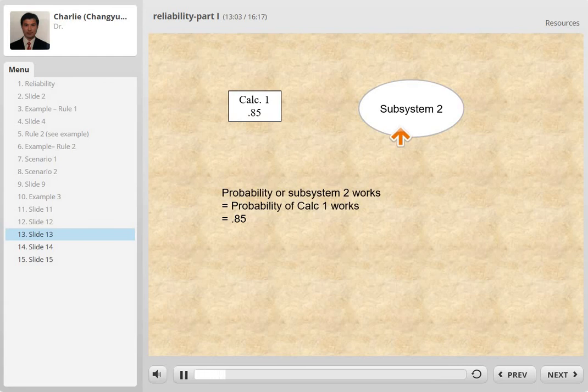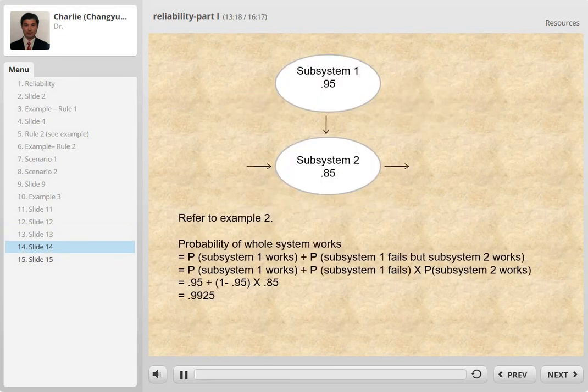Subsystem 2 is simple. It is basically Calc 1. So the probability of subsystem 2 working equals the probability of Calc 1 works, which equals 0.85. This is pretty straightforward. Look at the whole system now, which has 2 parts. Subsystem 1, reliability is 95%. Subsystem 2, reliability is 85%.